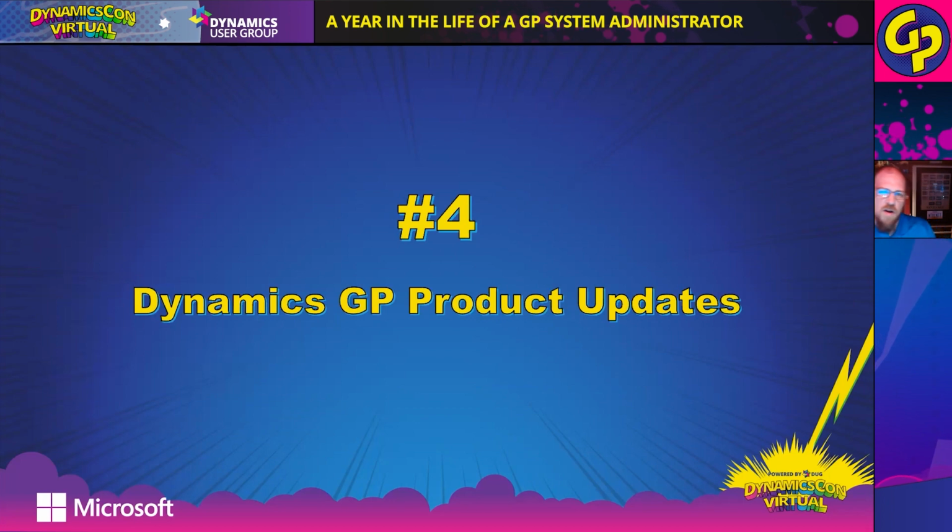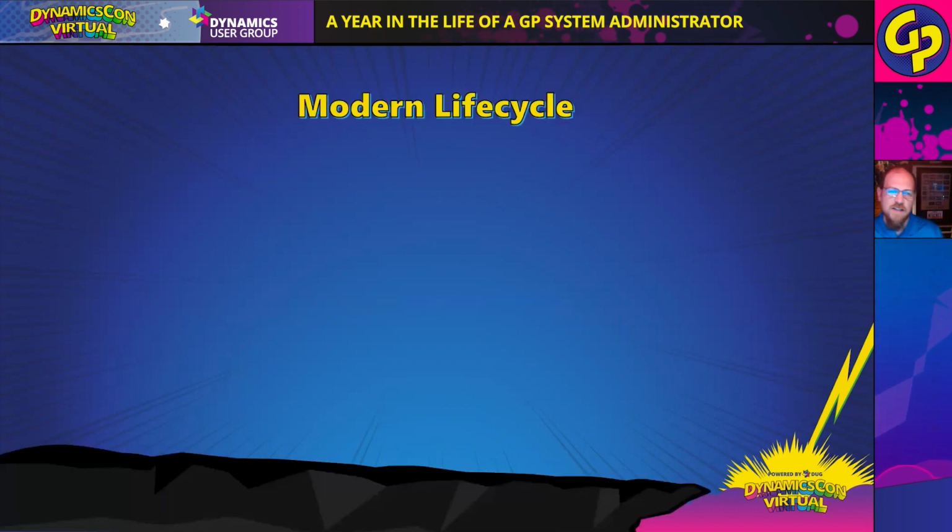The number 4 item that you'll have to deal with as a system administrator is product updates. Not just Microsoft Dynamics GP product updates, but updates to ISV solutions or updates to your integration products, or maybe even your custom solutions, through development. So these are considerations because they don't just jam into GP. There's a thoughtful process that needs to unfold for that to happen.